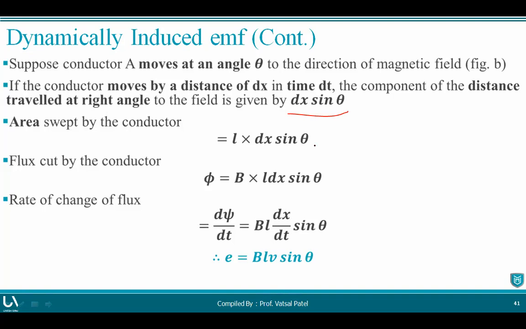So we can directly identify that E, the induced EMF of the conductor inside this magnetic field, is equal to BLV sine theta. This is our final equation of induced EMF, the dynamically induced EMF equation. This is the magnitude, and this will identify the position.